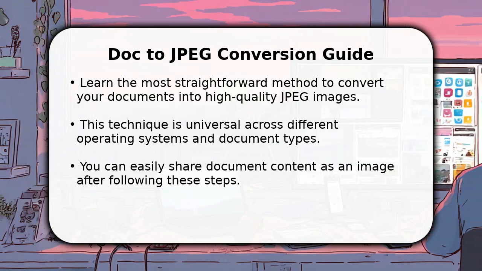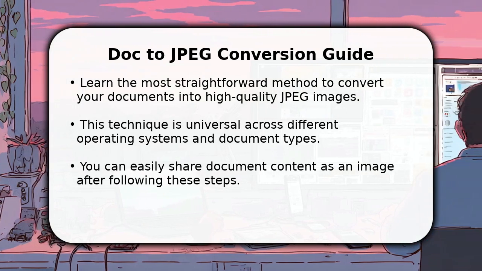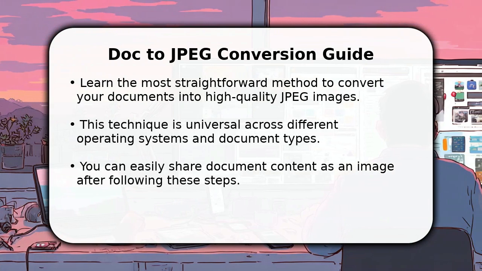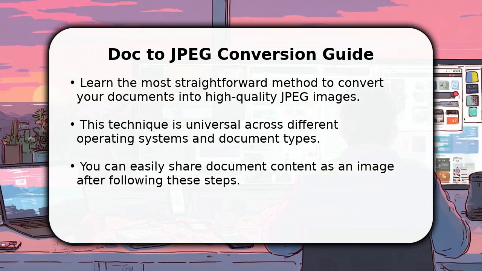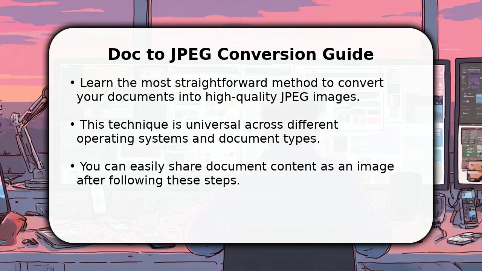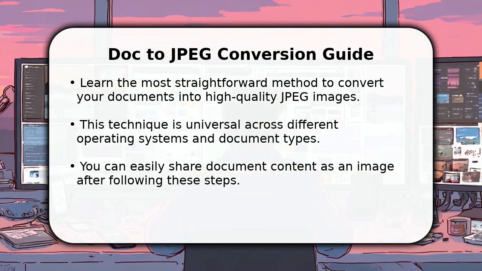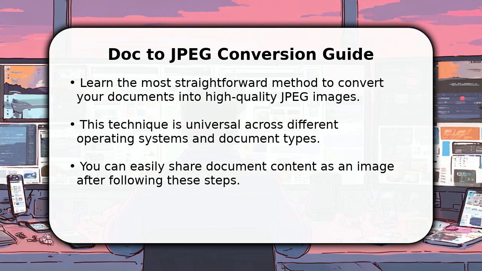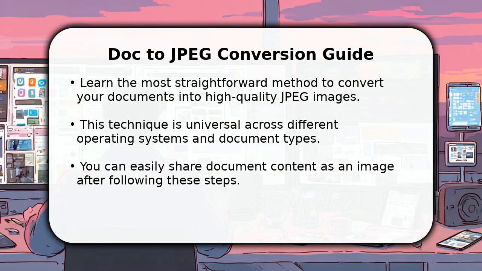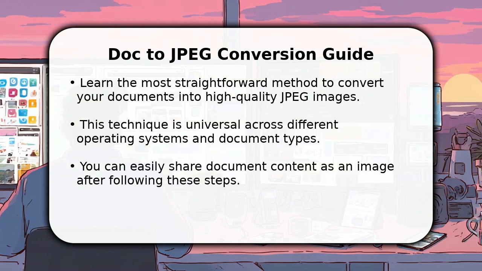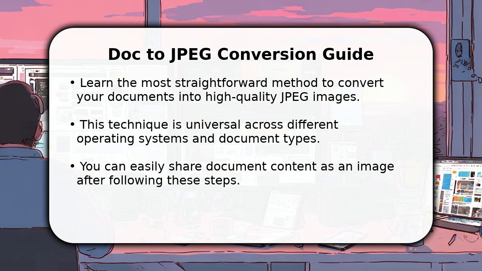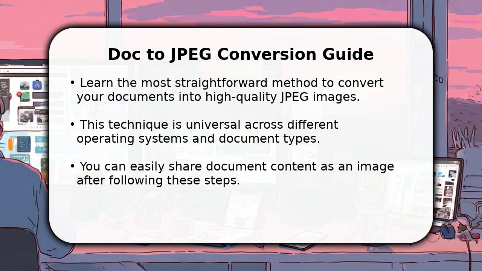In this video, I will explain how to convert documents to JPEG images. This is the simplest and most widely accessible method for transforming any document, whether it is a text file or a presentation, into a versatile image format. Many people find this incredibly useful for sharing content quickly on social media, or when an image is specifically required instead of a document file. Let's dive right into the easy steps to achieve this conversion effectively.